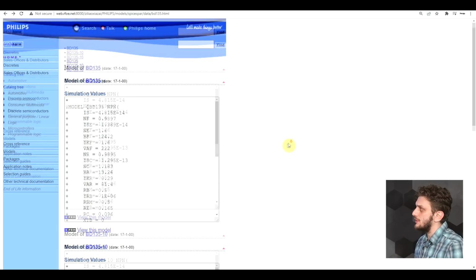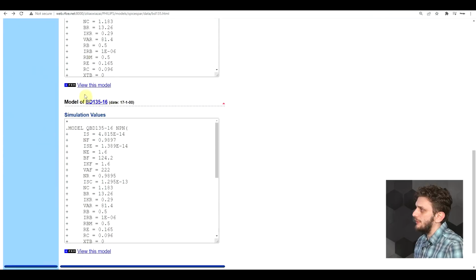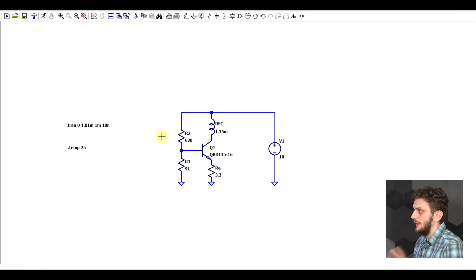And the nice thing about this website is that they are providing a model for the BD135-16. So this is a specific gain group, and this is the transistor from which I have the practical one. So I'll be using this model, and I'll be leaving a link to this in the description, so if you want to check this website out. So now, back to the circuit.